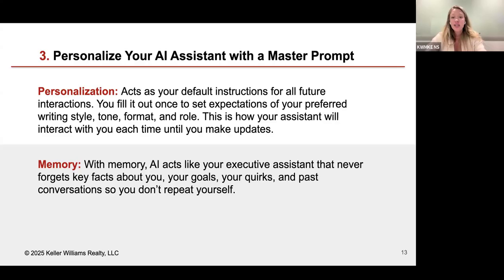So you fill it out once to set expectations of your preferred writing style, your tone, format, and your role. This is how your assistant will interact with you each time until you make updates. Think of it like you're actually hiring an assistant and you're training them on how you want certain things created and what that output looks like. With memory, AI acts like your executive assistant that never forgets the key facts about you, your goals, your quirks, past conversations, so you don't repeat yourself, all of that.